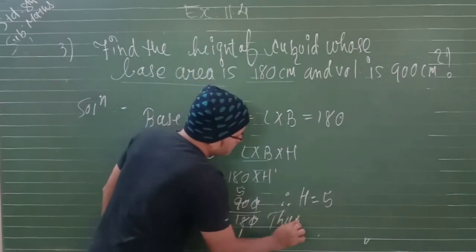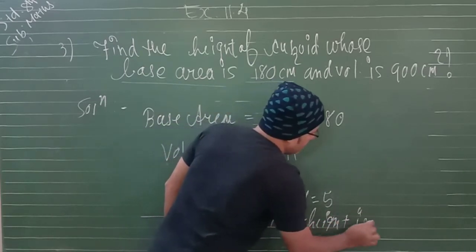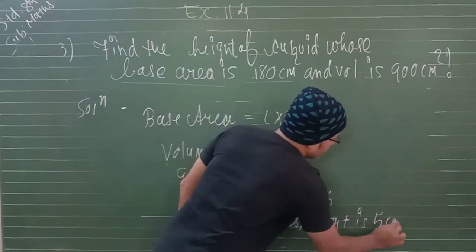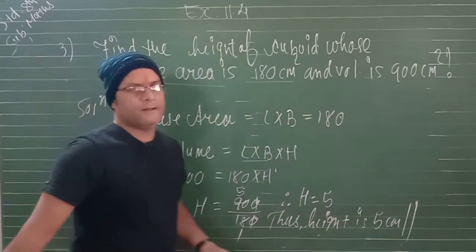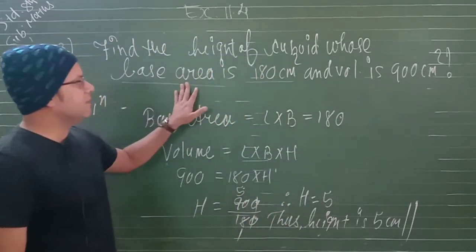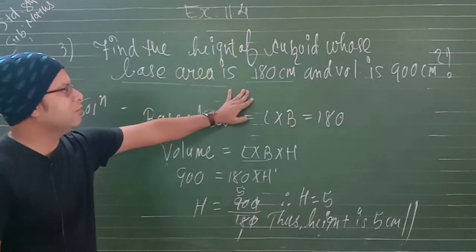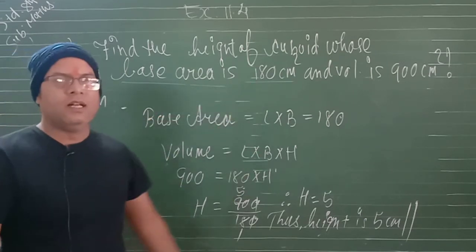Thus, height is 5 centimeter. That's it. So this is the way you can solve the sum. Here what we have done, base area is given. So we have divided the volume by the base area to get the height. Just take a look.